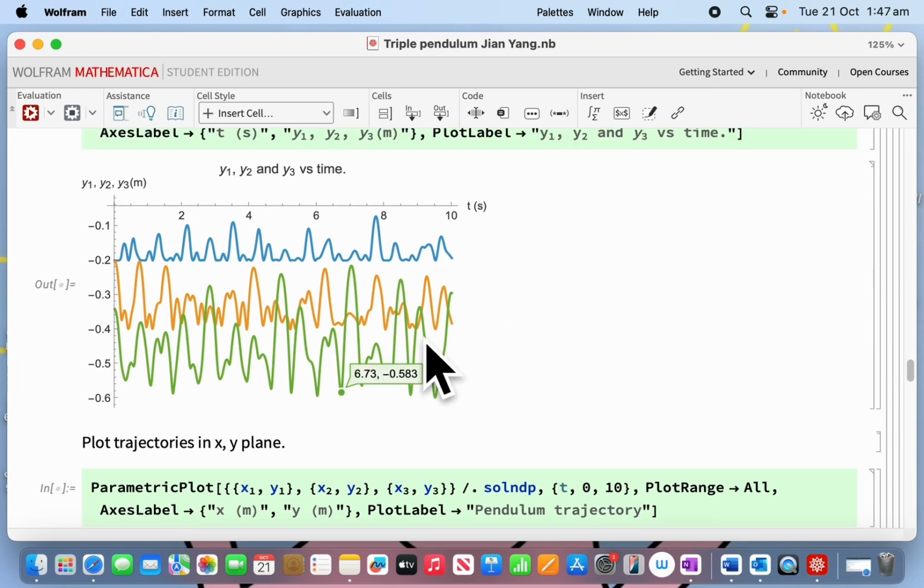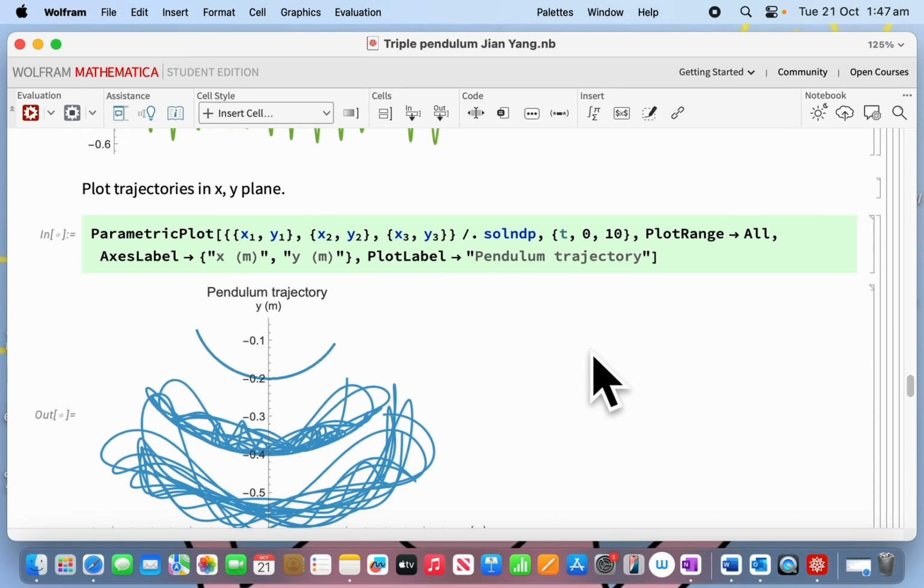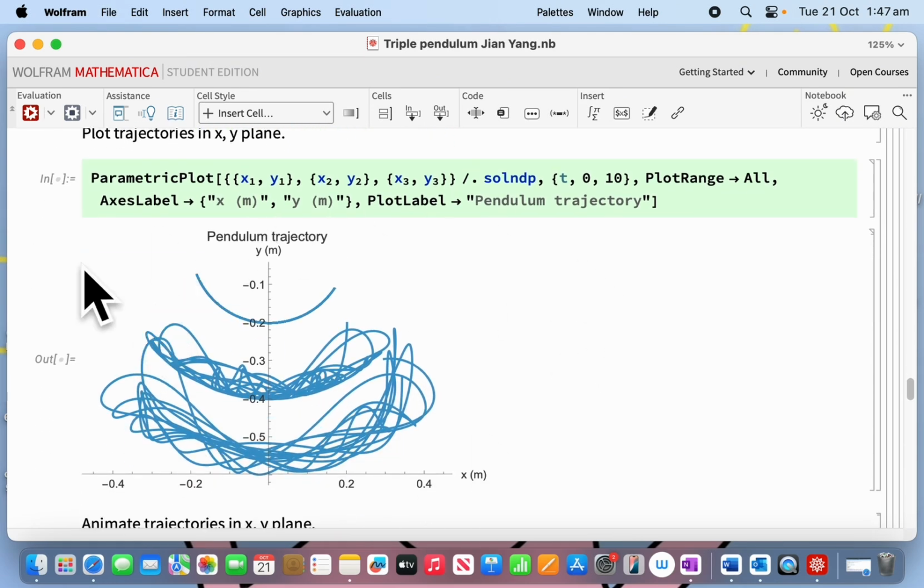But the plot is not very easy to understand, so I change to another plan. We can have a look at this one. Looking at the first ball here, if we don't look at the 2 parts under it, it's really like just a single pendulum.